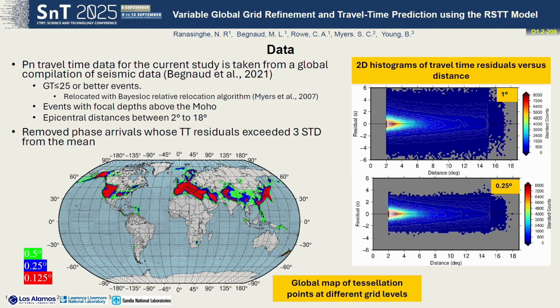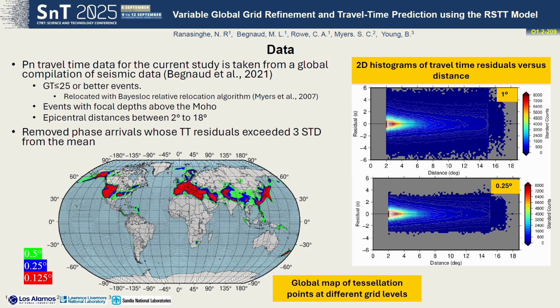So the Pn travel time data for this study is taken from the global compilation of seismic data that Mike Bonneau published in 2021. We're using ground truth 25 or better events. They were relocated using the BayesLoc routine. Events with focal depths above the Moho, of course, because if it's below the Moho, you're not going to be getting head waves. So we restricted ourselves to shallow events, and we removed phase arrivals whose travel time residuals exceeded 3 standard deviations from the mean.